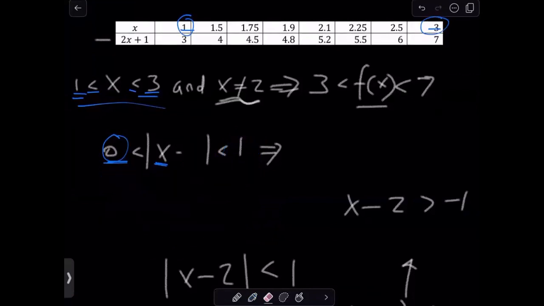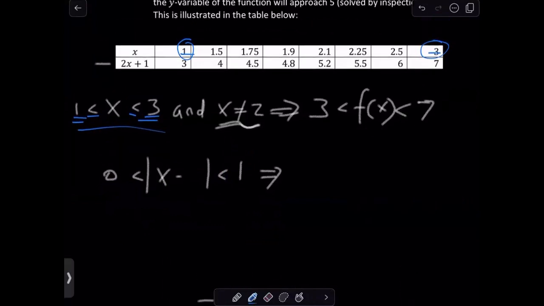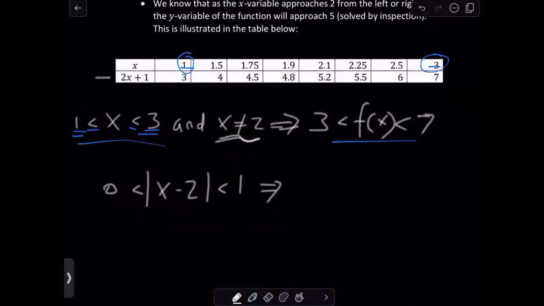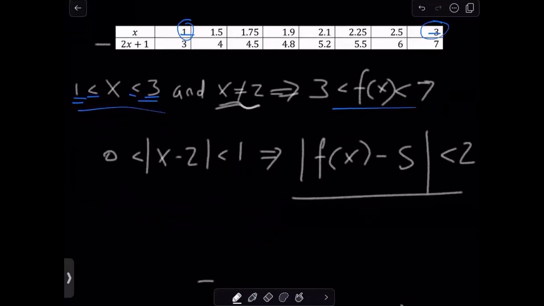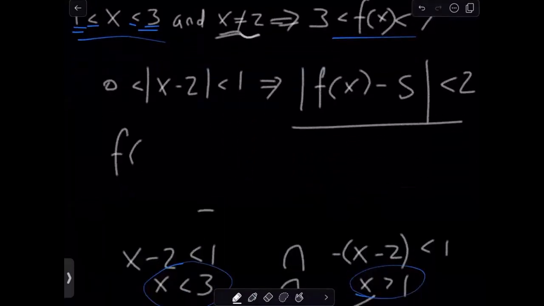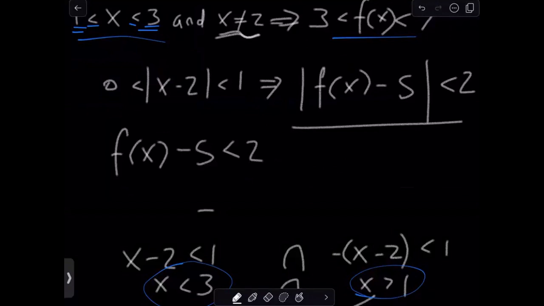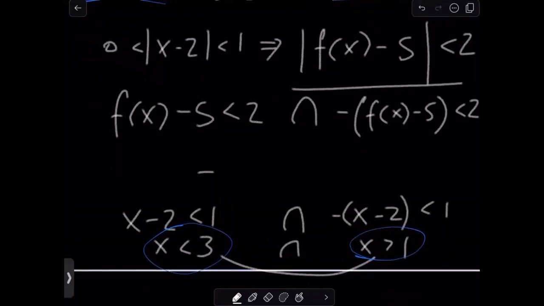And with that explanation, let's get this all out of the way first. With that explanation, you should be able to write this in absolute value notation as well. Okay, so that is going to be absolute value of f of x minus 5 is less than 2. Okay, and let's solve this. So we have f of x. Let's split that into two portions. f of x minus 5 is less than 2. And we also have the other portion, negative f of x minus 5 is less than 2.